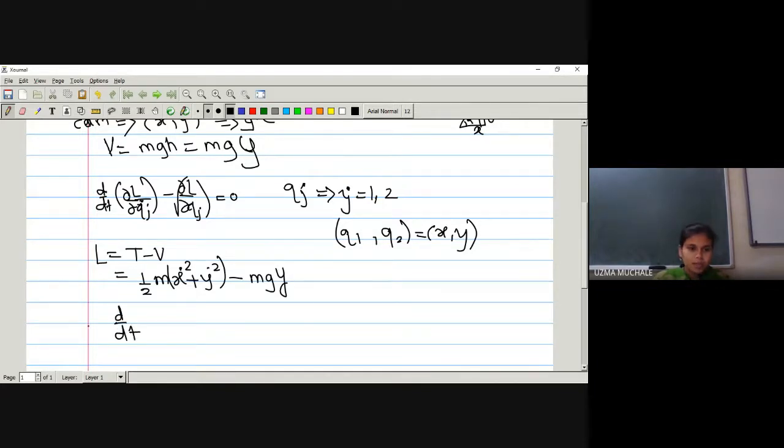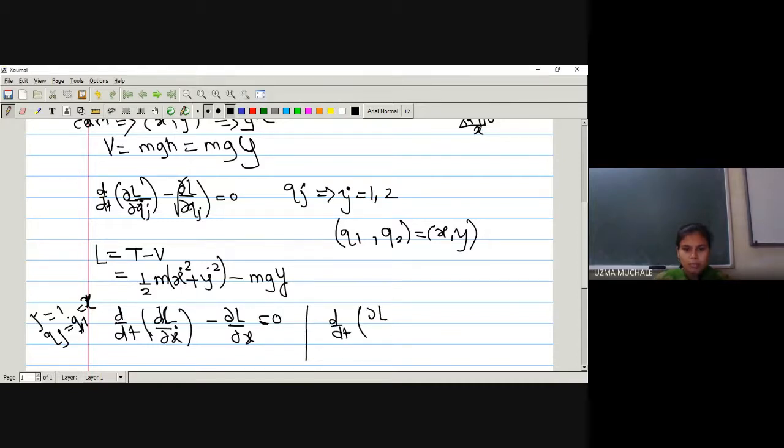That is d by dt of, for j equal to 1, what is qj? That is q1, and the value of q1 is the x coordinate. So it will be d by dt of dou L by dou x dot minus dou L by dou x is equal to 0. Similarly, let me solve the other equation, d by dt of dou L by dou y dot minus dou L by dou y is equal to 0.